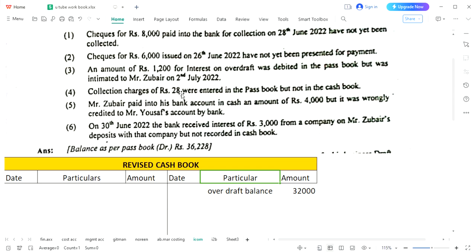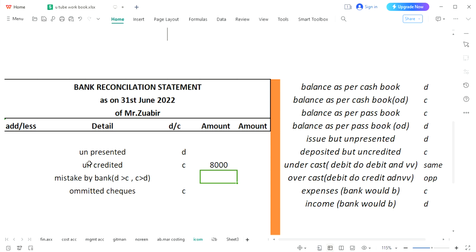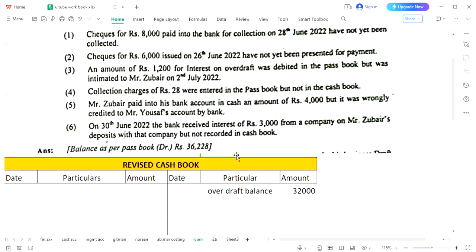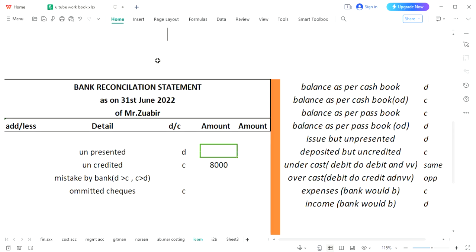Now next is check for rupees 6,000 issued. As you know that under issued checks, we search for unpresented checks, and it is clearly mentioned over here, unpresented checks, and we put it on debit side. And as usual, you know that unpresented checks would be present in BRS. So here you will put the amount of unpresented, and that is 6,000. Let's put 6,000 over here.